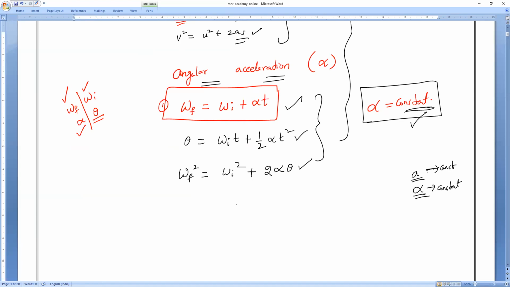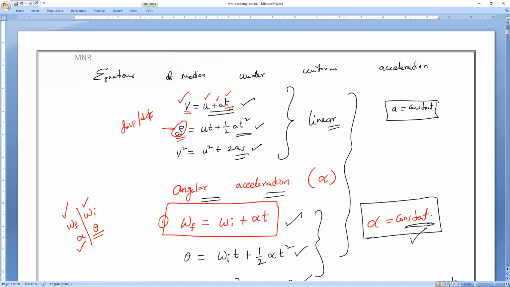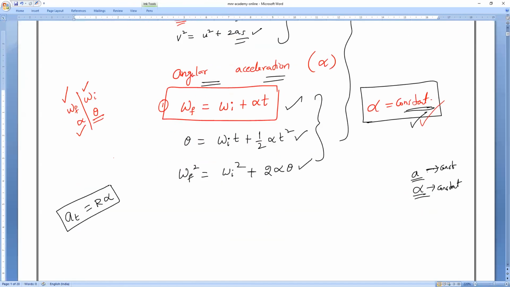Yesterday we derived the relationship between linear acceleration and angular acceleration. Linear or tangential acceleration equals r into angular acceleration. Am I right or wrong? Everybody, please respond. This is the relationship between angular acceleration and linear acceleration. Now, which is always true? Only these equations are true when acceleration or angular acceleration is constant.